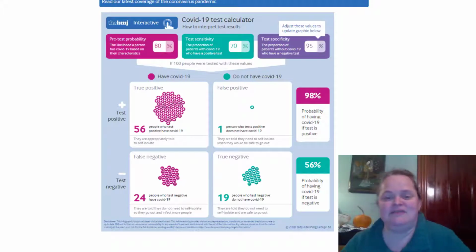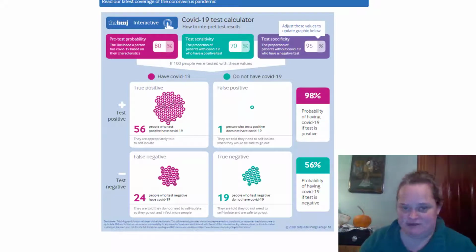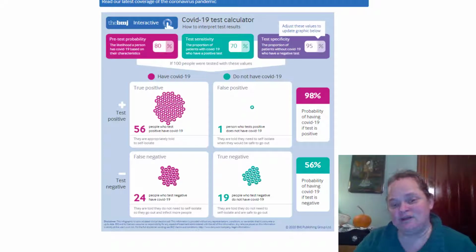Okay. Then there's test specificity, the proportion of patients without COVID-19, so they don't have the disease, so it should test negative, who have a negative test. So this is the true negative rate. So if you're negative, what's the probability that the test gives you negative? So this is one where it says if you actually don't have the disease, there is a 95% chance it's going to give you a negative result, the correct result.